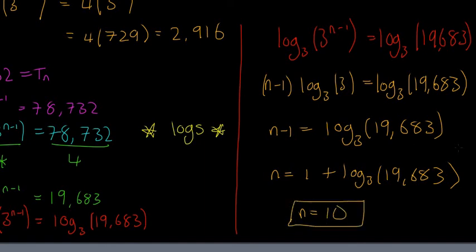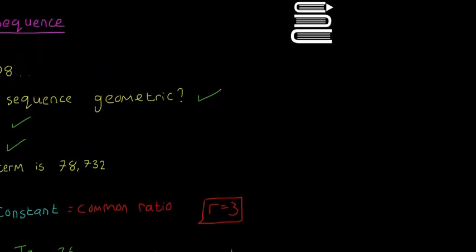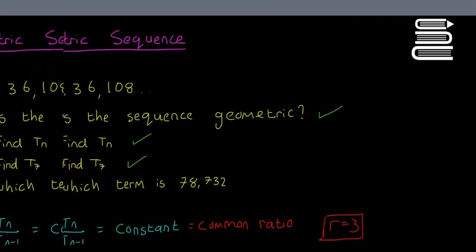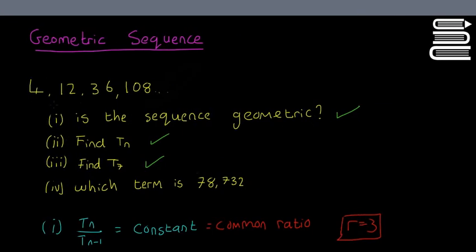So that means the 10th term, so let me scroll back up, there we go. So the 10th term in our geometric sequence, so this is the first, second, third, goes all the way up to 10th, is going to be 78,732. And that's our first question done on geometric sequences.